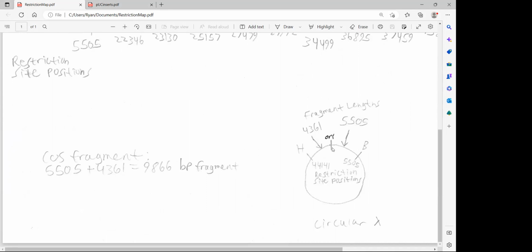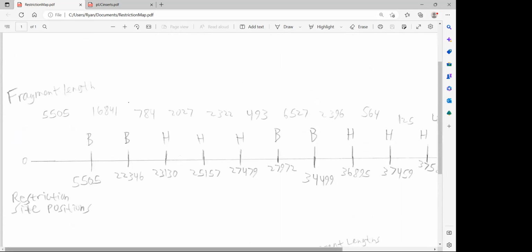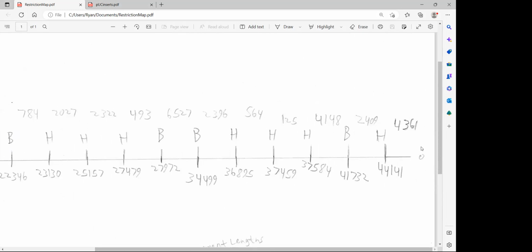So if it was a circle, you have the origin of replication here in the middle, right? And then you have your first segment, which was 5505. For the linear, how did you get 5505? That would be the first fragment we started with, this one right here. So this 0 is actually the origin of replication. And over here, this would be the end, right? The other 0.